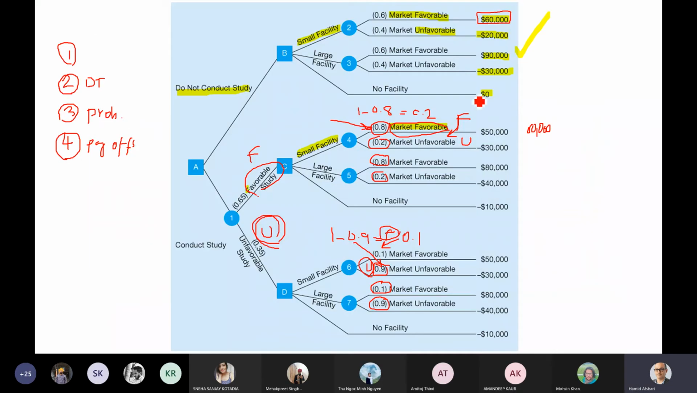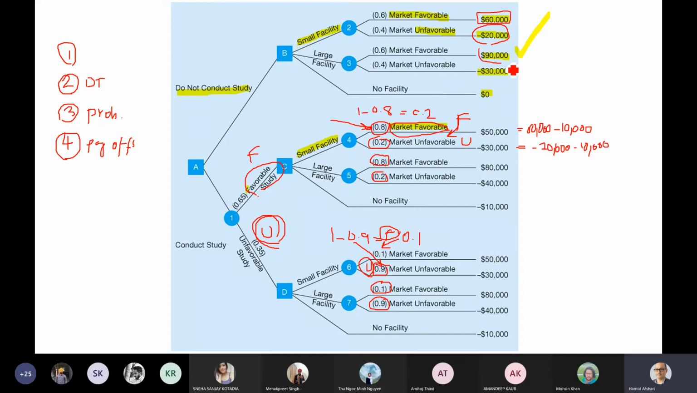10,000, that's right. So I need to deduct 10,000 from whatever I am earning. So how much is the value? 50,000. This is correct for the rest of them as well. So here, how much is the earning? Minus 20,000. Again, because I am performing a pilot study, I should pay $10,000. So the result will be minus 30.